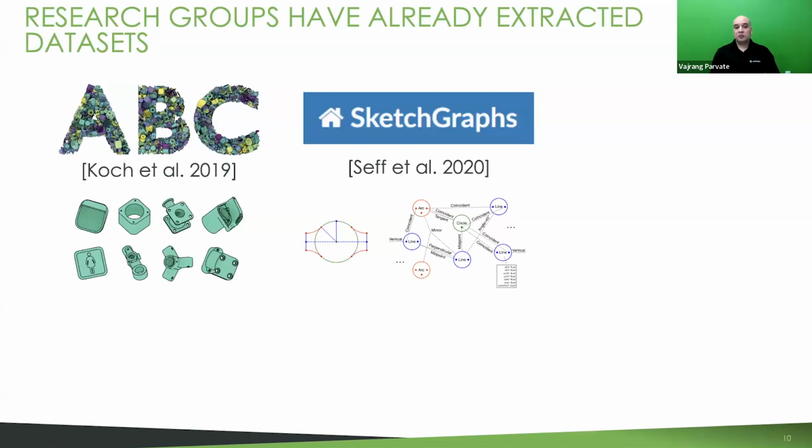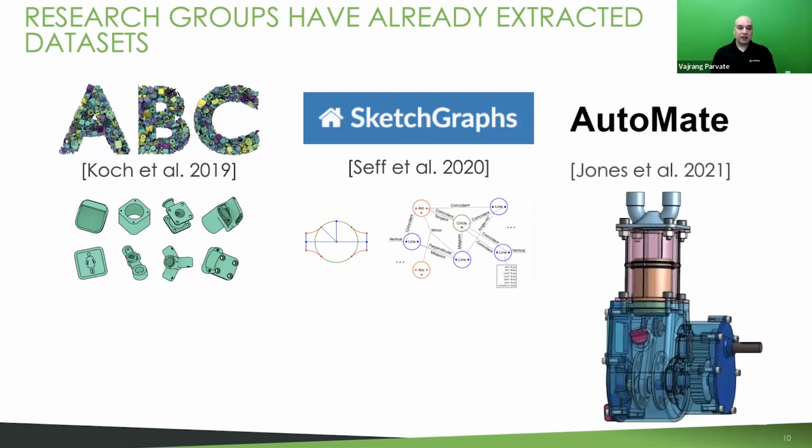This is being used to train data for a machine learning model to automatically constrain sketches, because now it includes the construction order and these constraints themselves. And then finally, as an example, the Automate project, which released over 5,000 unique mates, their associated parts, all created by Onshape users. And the goal of the project was to automatically predict mating schemes that users are using.